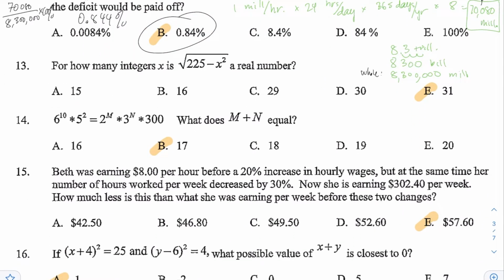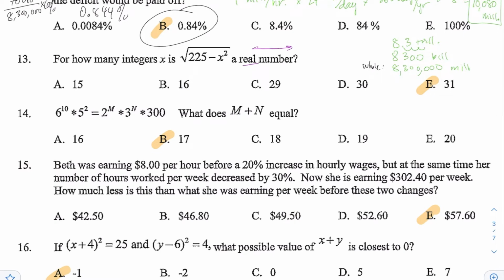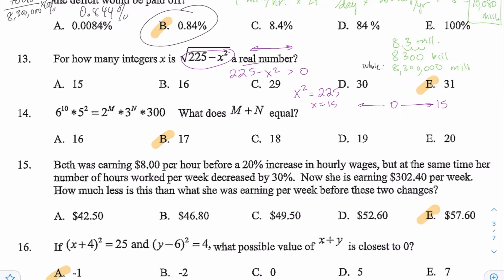Next, for number 13, for how many integers x is the square root of 225 minus x squared a real number? So in this case, if you want this to be a real number, which exists on a number line, you have to know that 225 minus x squared has to be greater than or equal to 0. If you add x squared to both sides, x squared is equal to 225 if x is equal to 15. So if x is equal to 15, you have the square root of 0, which is a real number. So everything up to 15 or negative 15 would be okay for this.